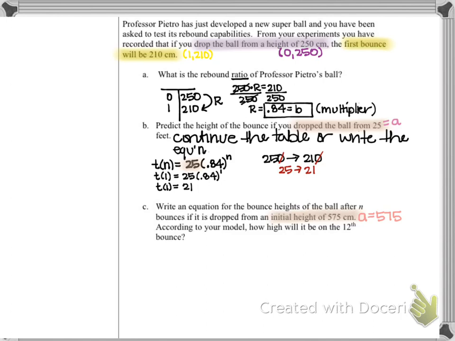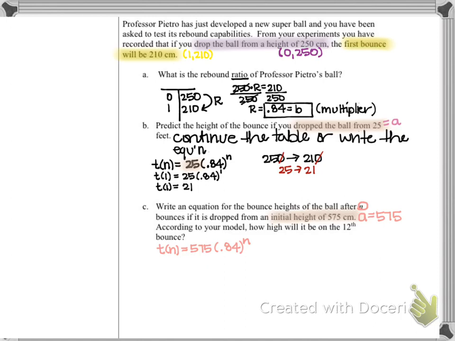So when it says after n bounces, this is just the generic equation. So the one that I just wrote previously and the ones that we keep writing. So it's the T of n equation. So drop height is 575. The rebound ratio is still 0.84 and then n. So that's my generic equation. That's the answer to the first part of this.